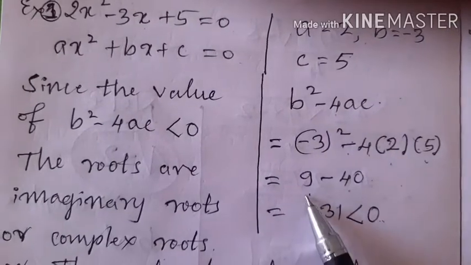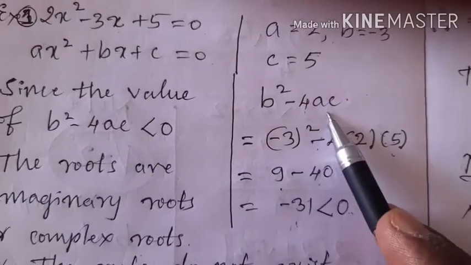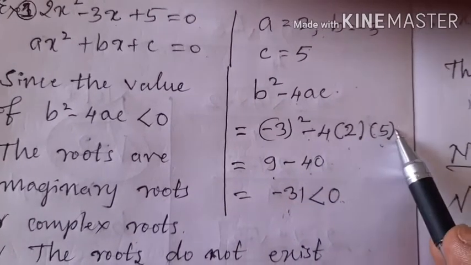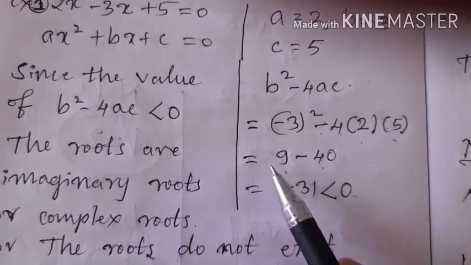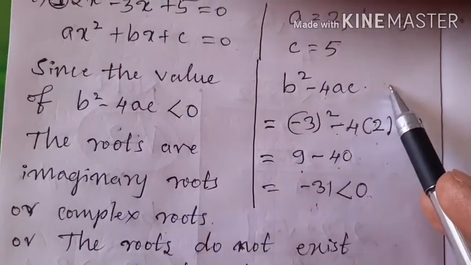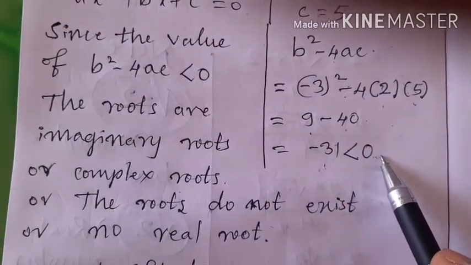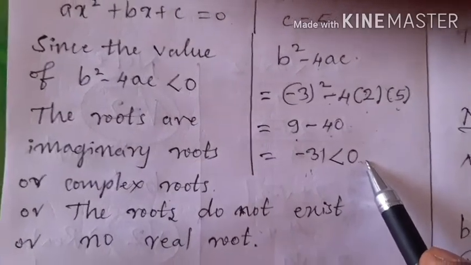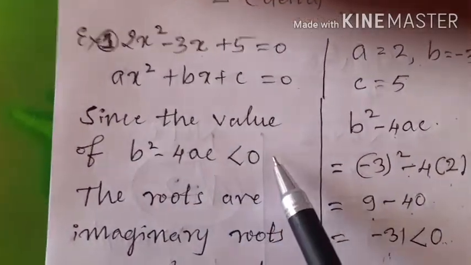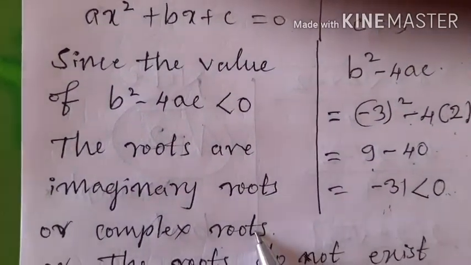b square minus 4ac is minus 3 square minus 4 into 2 into 5. So minus 3 square is 9, minus into plus is minus, 4 2s are 8, 8 5s are 40, minus 40. Minus 40 plus 9 is minus 31, which is the value of b square minus 4ac, the discriminant. Here minus 31 is less than 0. What decision should I take now? Since the value of b square minus 4ac is less than 0, the roots are imaginary roots or complex roots.